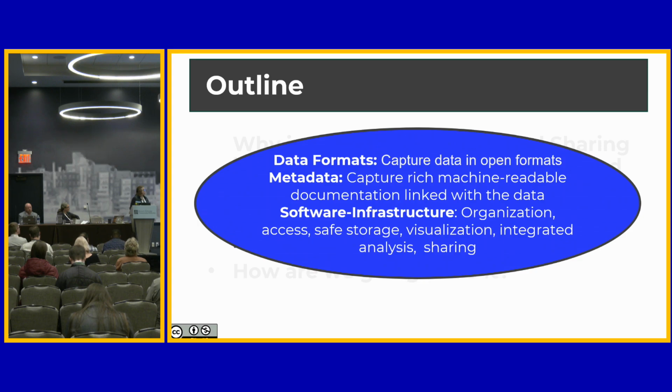So what is needed? This is just a few of the things. Data formats: we need to have data in open formats so that we can read the data that other people produce, and continue reading the data we produce, even if we have lost the license to a specific proprietary format that we don't have access to anymore. Metadata is about making sure that we document the data with rich information that is machine readable and can be attached to the data and moved along in the data pipeline lifecycle.